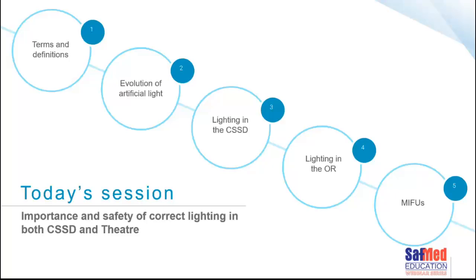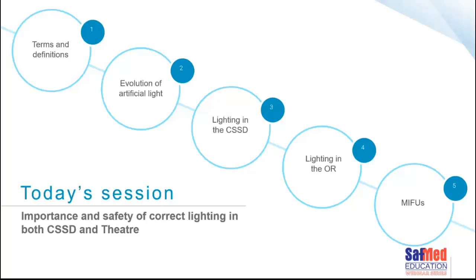What are we going to cover today? Today we're going to talk about a few things. The first thing, of course, we'll start with are various terms and definitions around light and lighting as a whole. Always important to understand definitions before we dive into detail. We'll touch briefly on the evolution of artificial light. And then, of course, we'll talk about lighting in the CSSD specifically. Then we'll move on to lighting in the operating room. And lastly, we'll talk about manufacturer's instructions for use.